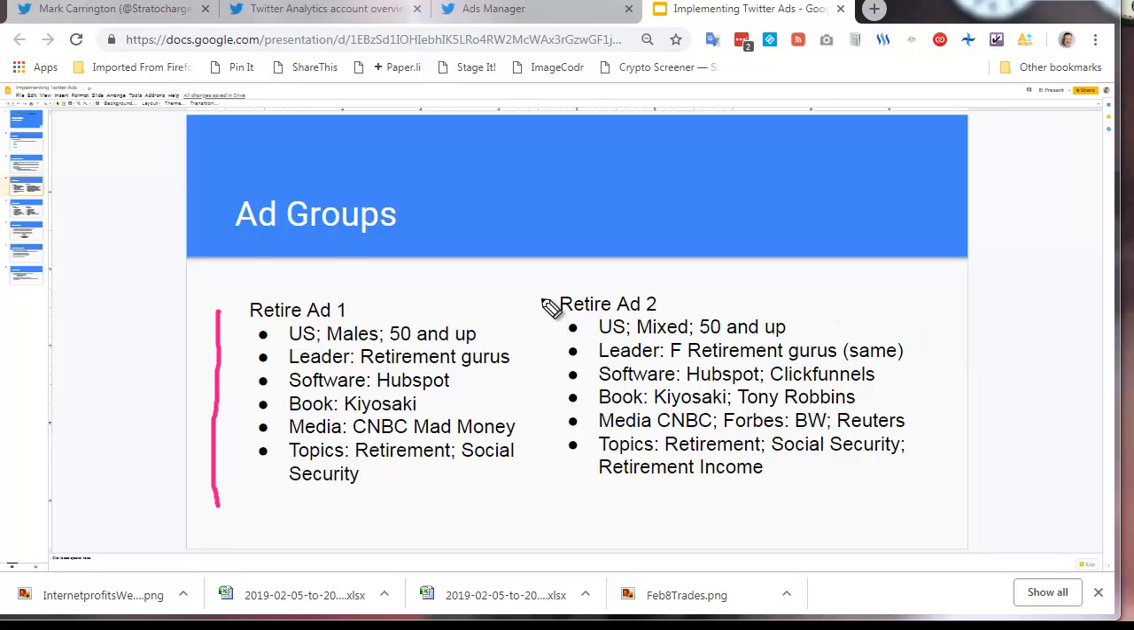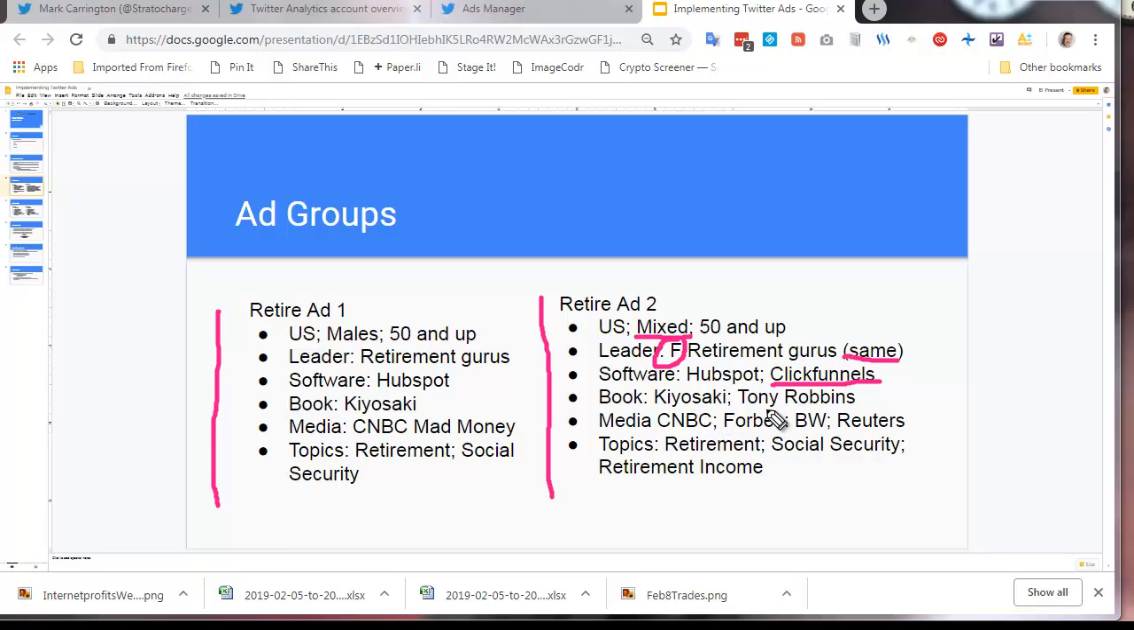For the second ad, I changed it up a bit, so I went mixed gender, specifically I went to look for females. So this was males. This was females. Retirement gurus, same group of people. For software, I added in ClickFunnels, but I left software as males.